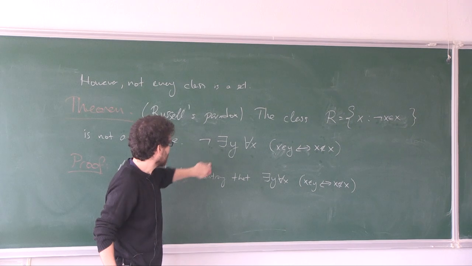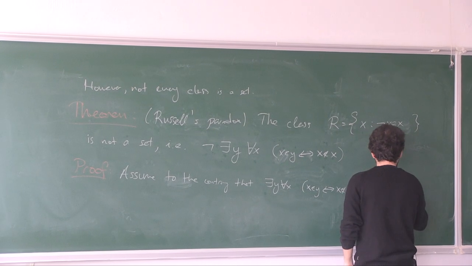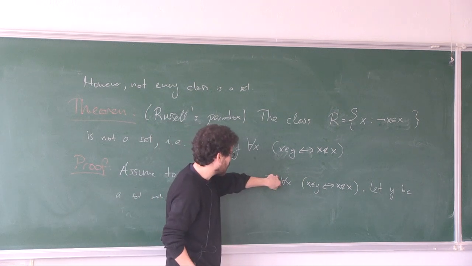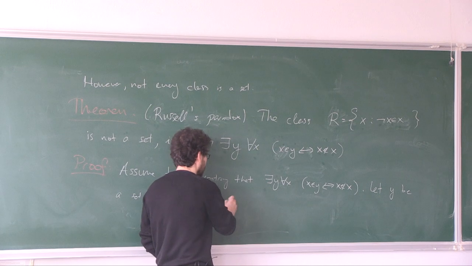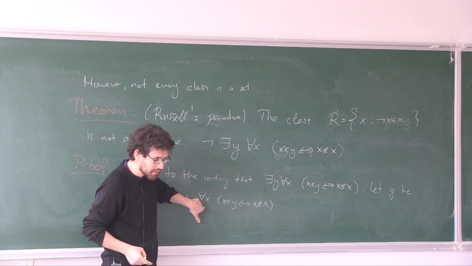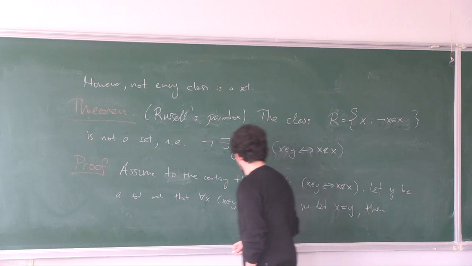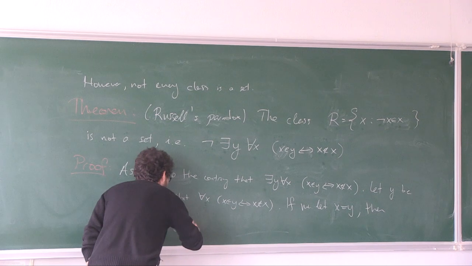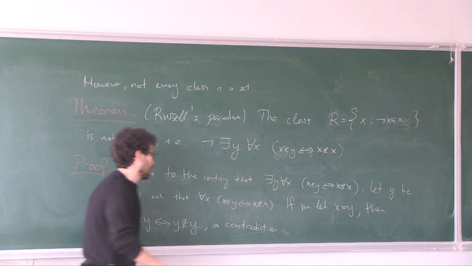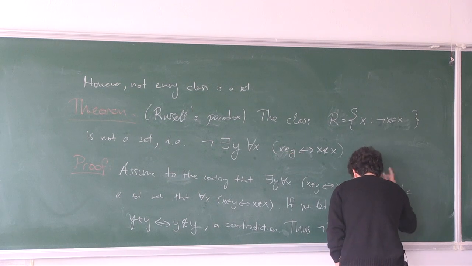So we want to prove this. Assume to the contrary that there exists such a y. So let y be a set such that, blah, blah happens. Let's pick some y. Now for that y, this property should hold. But this is true for all x, so in particular, I can let x be y. If you let x be y, then we have y belongs to y if and only if y does not belong to y, a contradiction. Thus, there does not exist a y which equals this Russell's class.